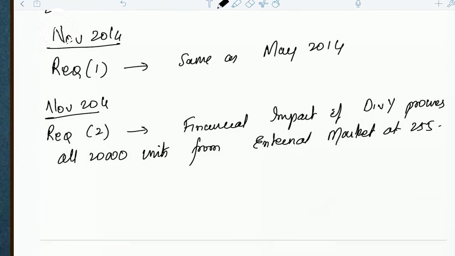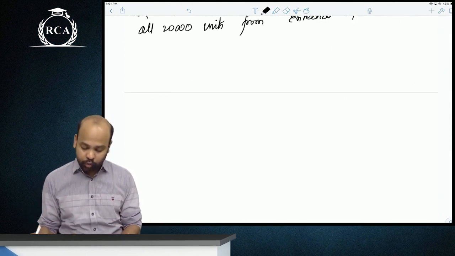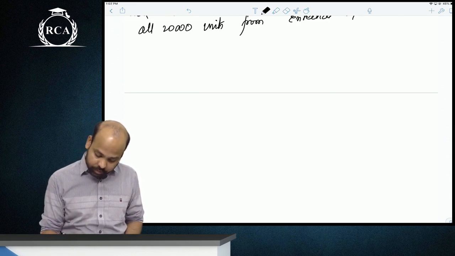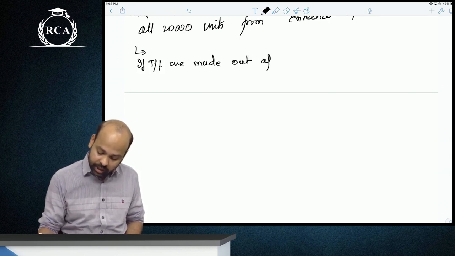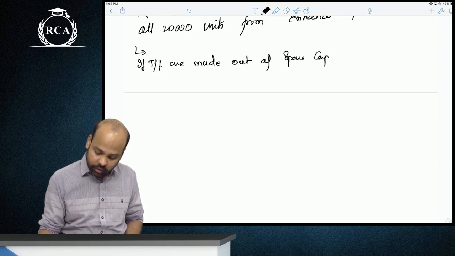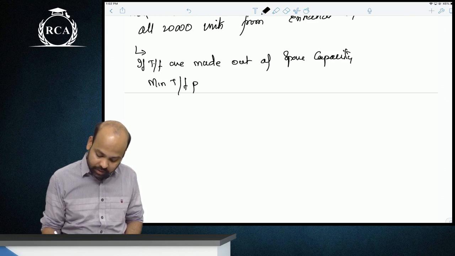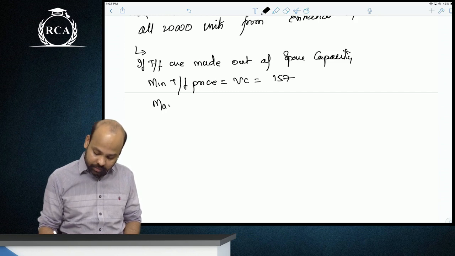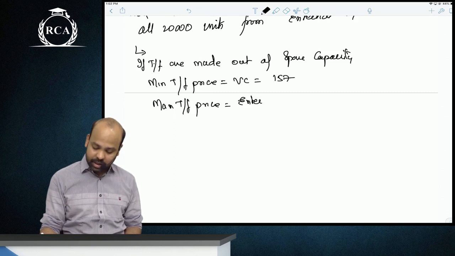Chalo, guys, now let us proceed. Please understand, guys. First, forget all of the question, guys. I would want to compare minimum transfer price, beta, with maximum transfer price. Okay. Please understand, guys. If transfers are made out of spare capacity, guys, out of spare capacity, minimum transfer price, beta, is equal to variable cost, and that is 157. Maximum transfer price as such, guys, is equal to the external supplier price.